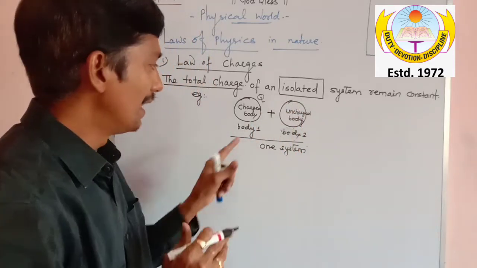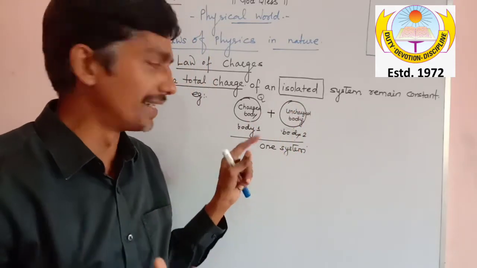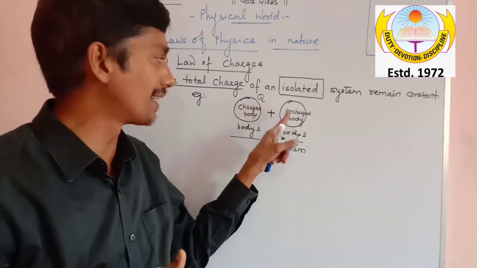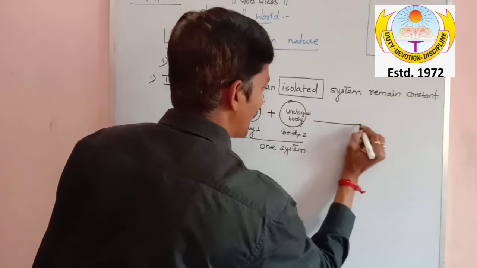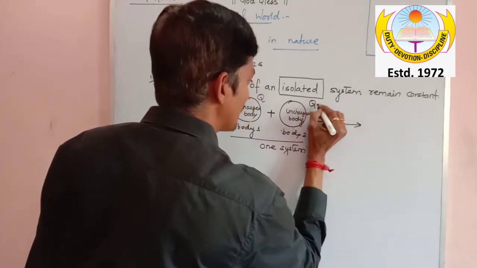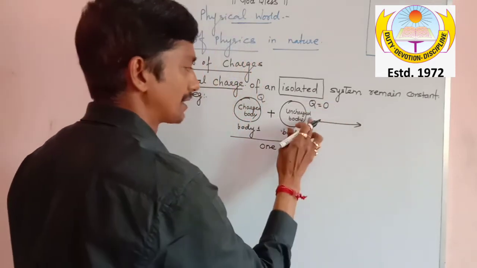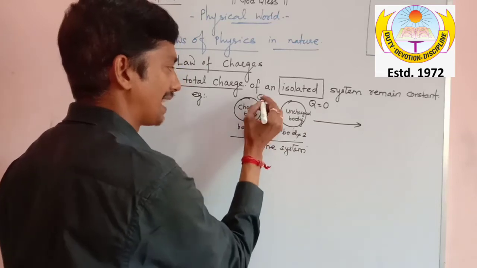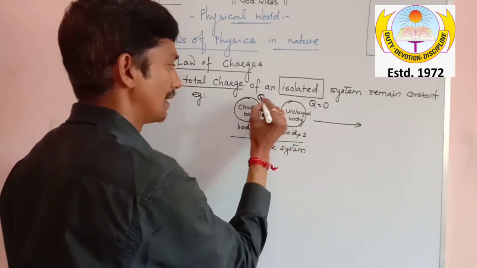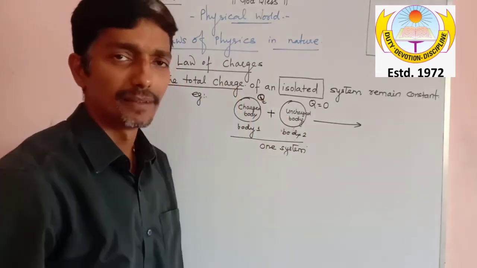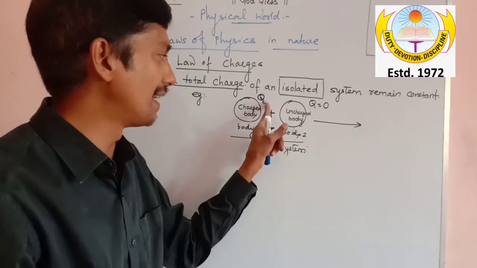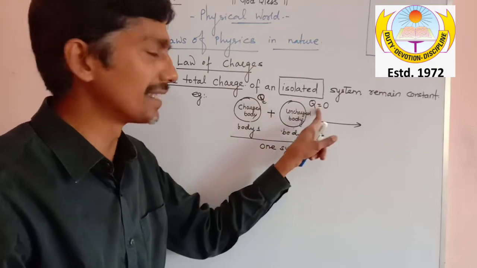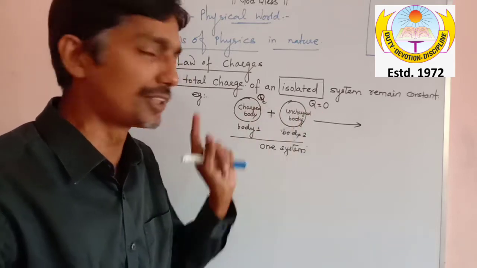But in making one system, what I did, I have taken one body which is charged and another body which is uncharged. Now what will happen? The charge of this is 0 because this is uncharged, and this one possesses charge. Let that charge be Q. You can take anything, but I have taken the charge as Q, and the charge over here is 0 because it is uncharged.